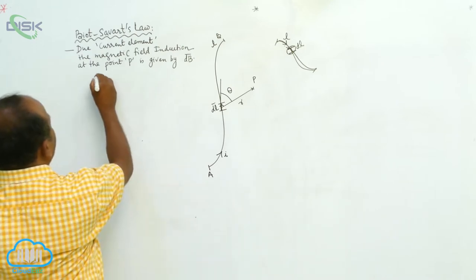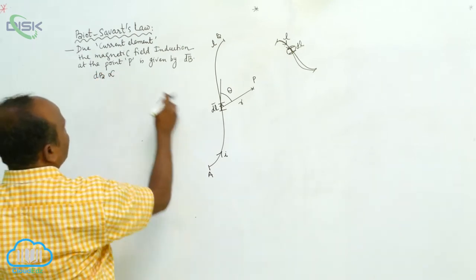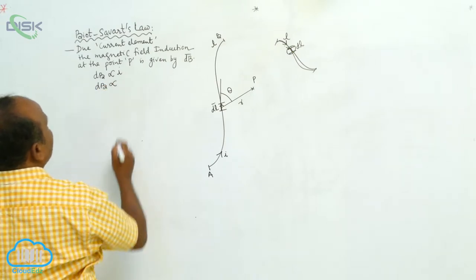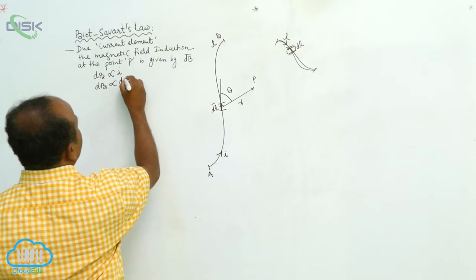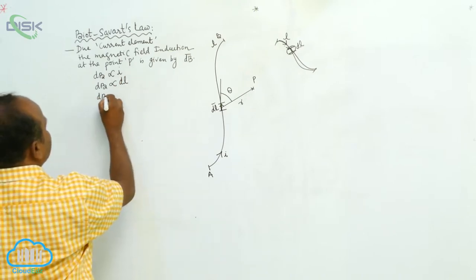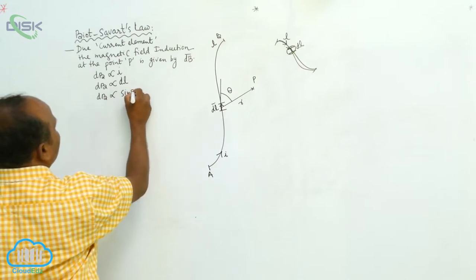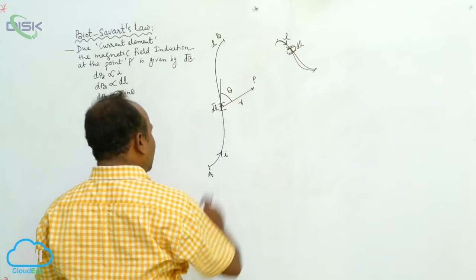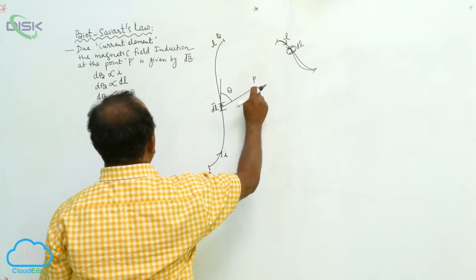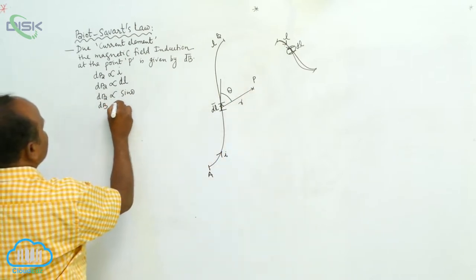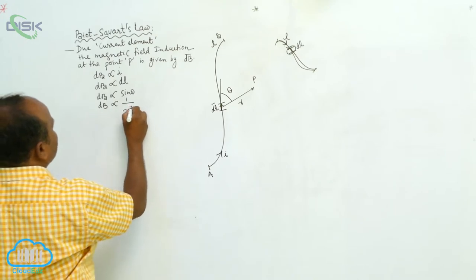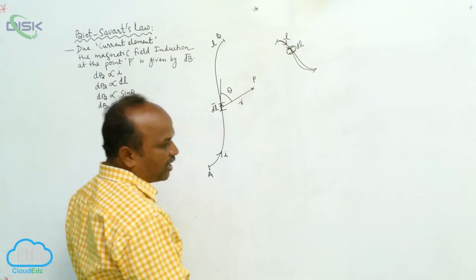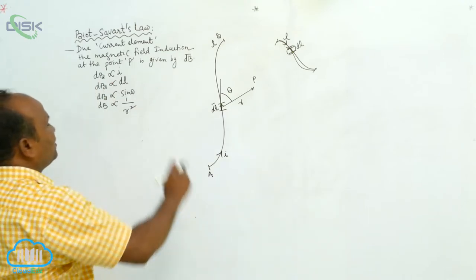Now, that dB is directly proportional to the current passing through the conductor. That dB is directly proportional to the length of the current element, that is dl. That dB is directly proportional to sine theta. What is theta here? The angle between the current element and the line joining the current element to the point P. Next, this dB is inversely proportional to the square of the distance between the current element and the point P. What is the distance here? r. What is the square of the distance here? r squared. Now, dB is inversely proportional to r squared.